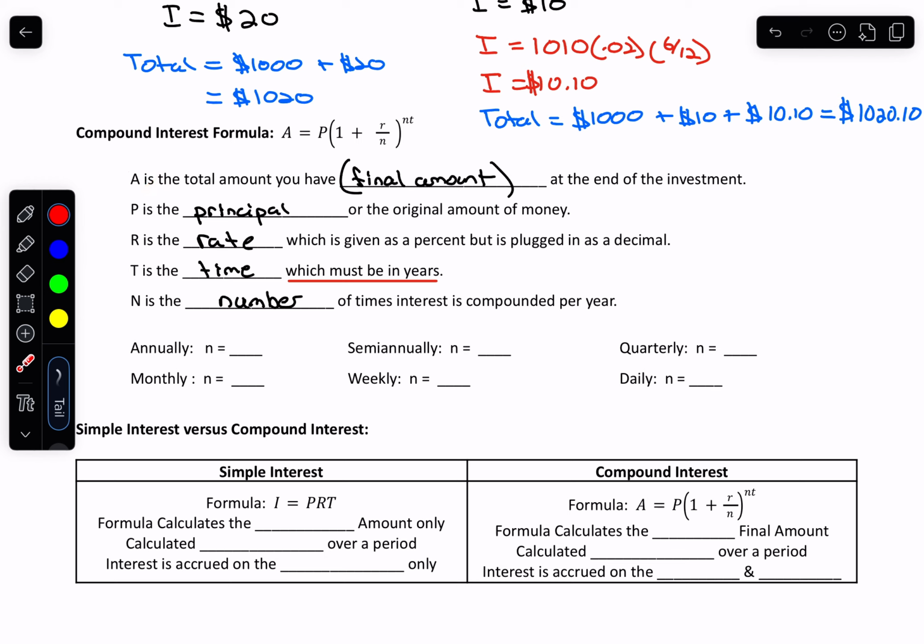We're going to talk a little bit more about N in a second, but first let's talk about A, because this is a little different than the simple interest formula. When we use the compound interest formula, the amount we get for A is not the interest that we earned. A is the total amount you have, or the final amount at the end of the investment. It is not the interest. So right here, we're going to actually make a little change. You can write this on the side, or you can erase and put it in the same spot. Where we say final amount, what I want to make clear, A is the total amount you have, interest plus principal.